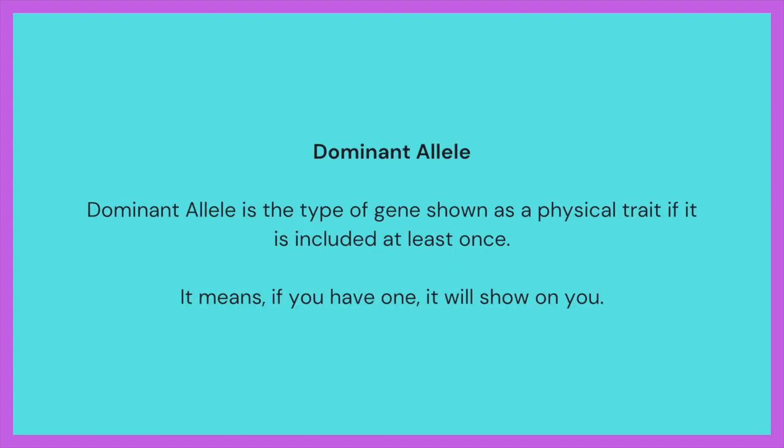A dominant allele is a type of gene shown as a physical trait if it is included at least once in your genetic system. So it means that if you have at least one, it will show on you. Of course, if you have 2, it will definitely show on you. But even if you have 1 dominant and 1 other, the dominant allele's physical trait will show on your body.